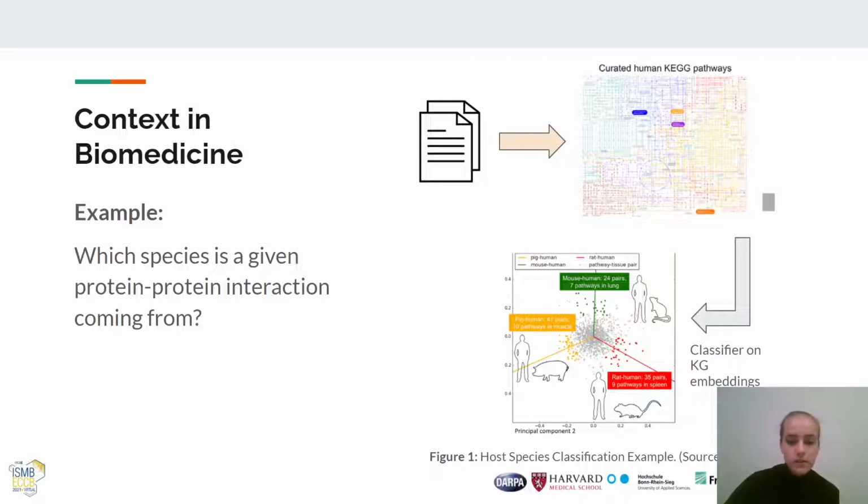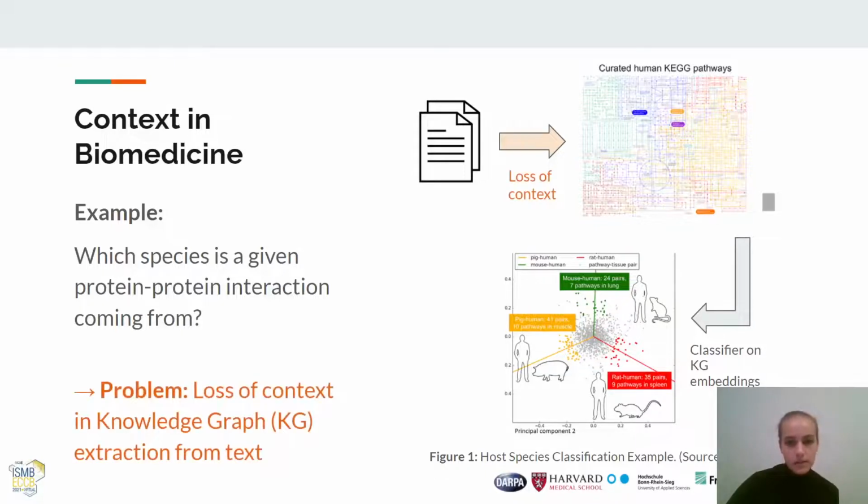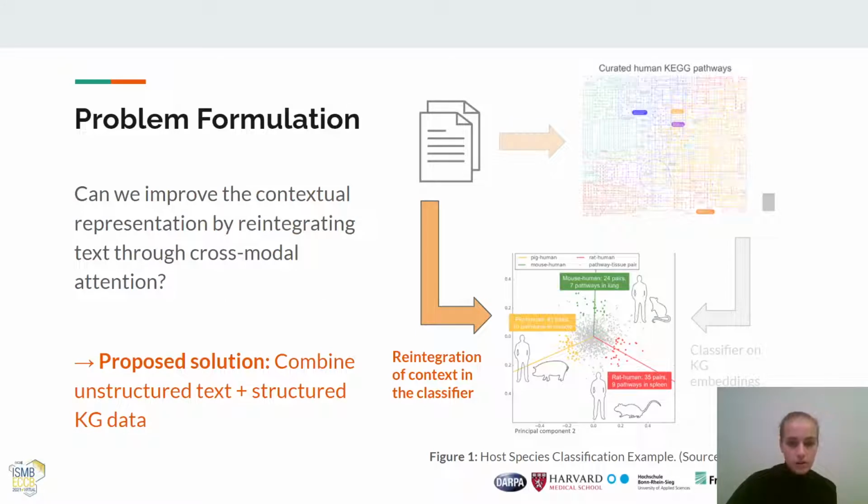However, there is a major problem with that, and that is the loss of context by the reduction to the structured knowledge graph format. And so our goal in this project is to reintegrate that missing textual context into the classifier by using a multimodal transformer with cross-modal attention.